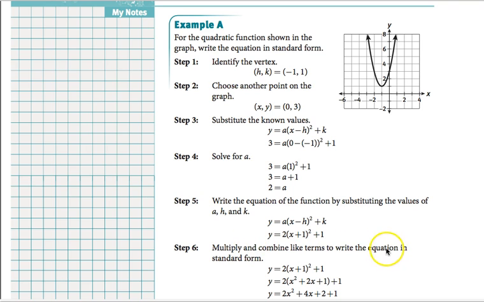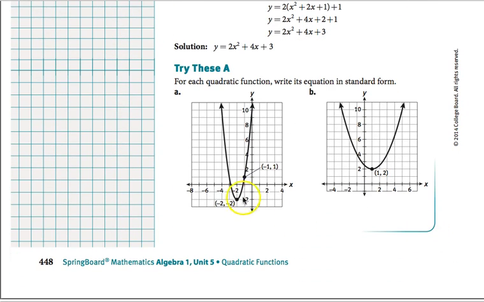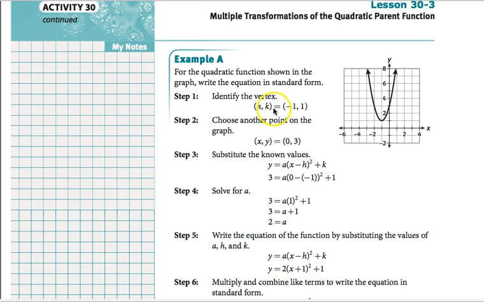So we're just going to do an example following these steps here. We don't need to write down any steps. We're just going to look at this graph and try example A, write the equation in standard form. So the first thing, step 1, is to identify the vertex. So we can say that my vertex is (-2, -2). We've got the values for that. H, K is -2, -2.